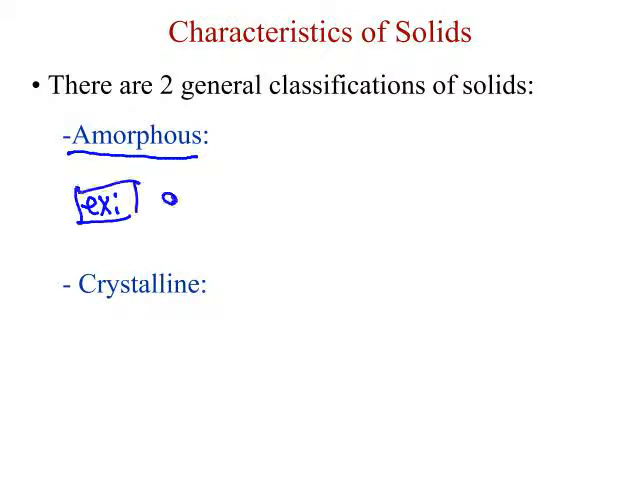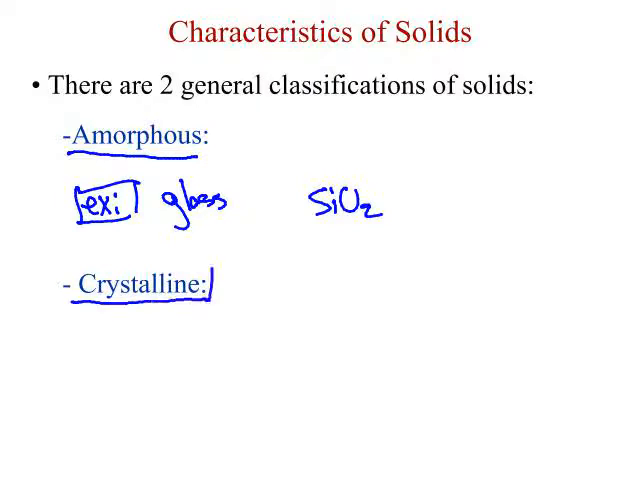If we were to use our magical chemistry glasses and look at glass on a molecular level, you would see that there is no regular arrangement of the particles in glass. And glass, by the way, guys, is made out of silicon dioxide. So the particles do not have a regular arrangement.